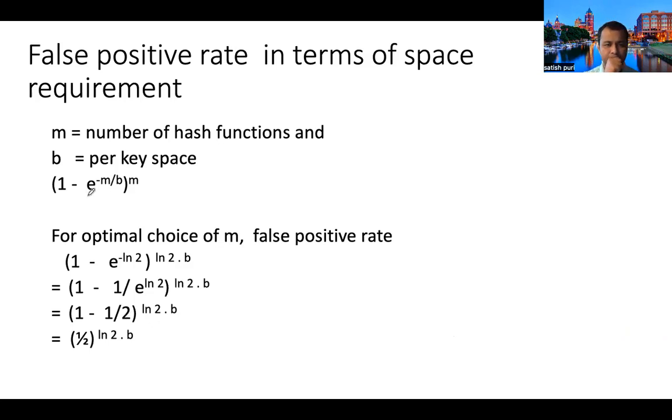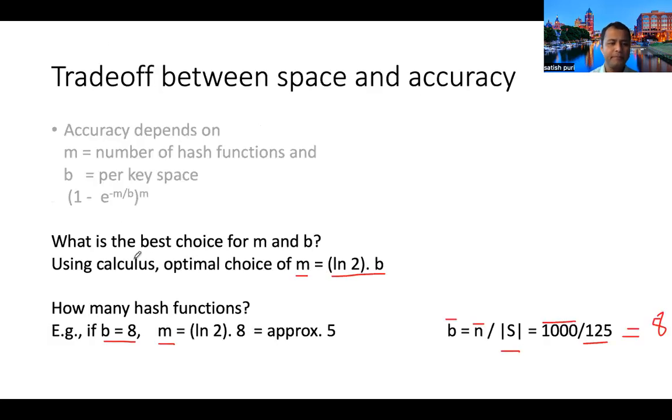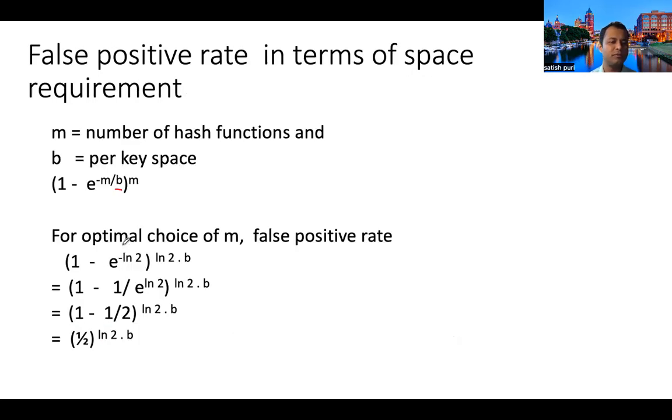So we have derived this formula for false positive rate, and it relates the space requirement to the false positive rate, because b has to do with the per key storage space. Now you still have e to the power minus m over b, and we know the relationship between m and b, because m equals natural log 2 times b, right? M equals natural log 2 times b. So we can use that formula to simplify.